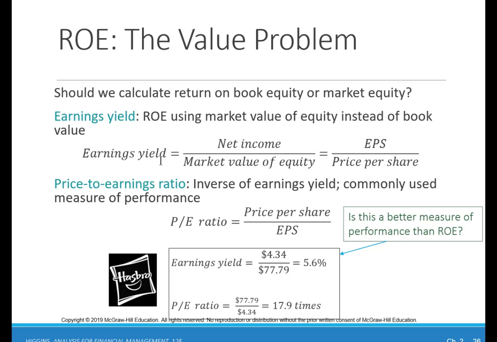I'm not quite as familiar with what that ratio means, but on the other hand, we have another ratio that's the reciprocal of that. It's just the price divided by earnings per share. It's called the price to earnings ratio. So the earnings yield for Hasbro is 5.6%, and 17.9 is the PE ratio. Well, again, I like the PE ratio. So what does that tell us?